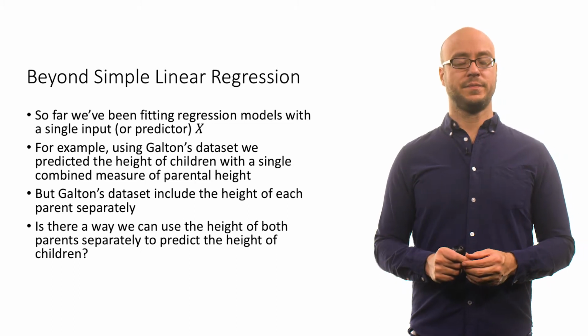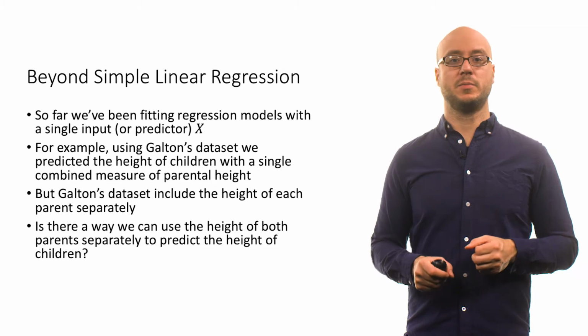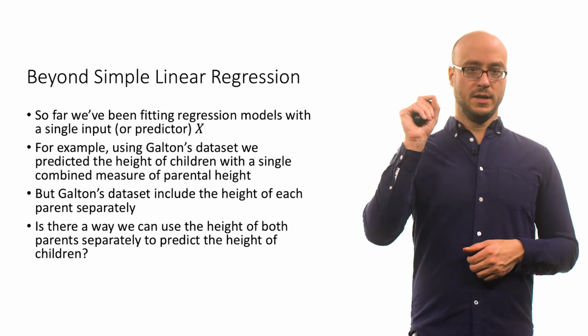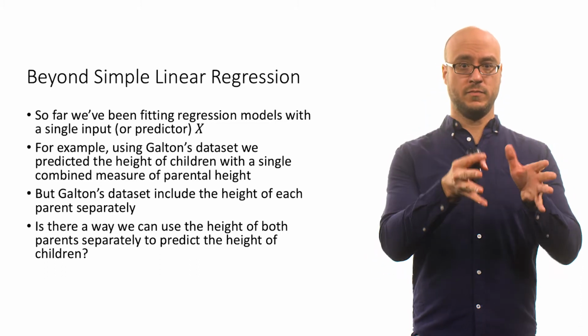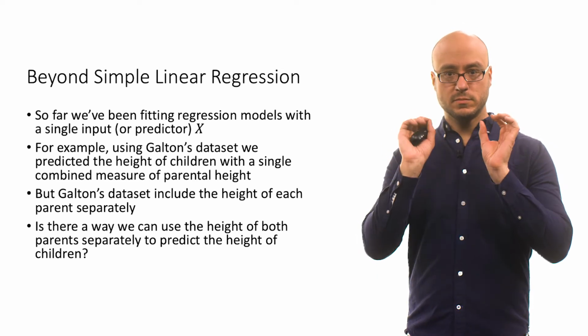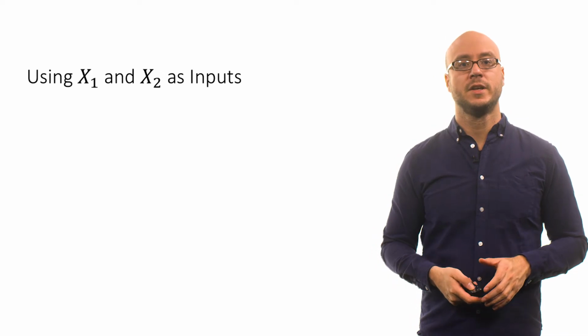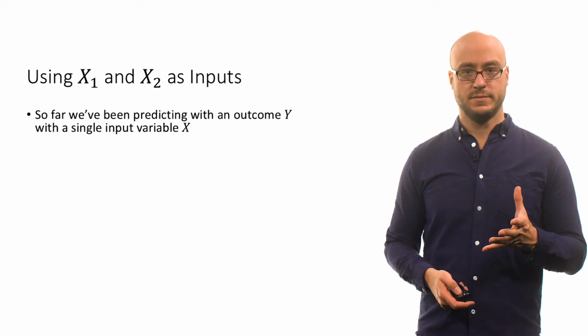So here's an idea: we can use the height of both parents separately to predict the height of children. So rather than using a single x variable, this sort of combined measure of parental height, why not say, well, we're going to look at the height of the father and the height of the mother, and use those two variables separately to predict the height of children. The idea is we're going to use x1 and x2 as inputs together.